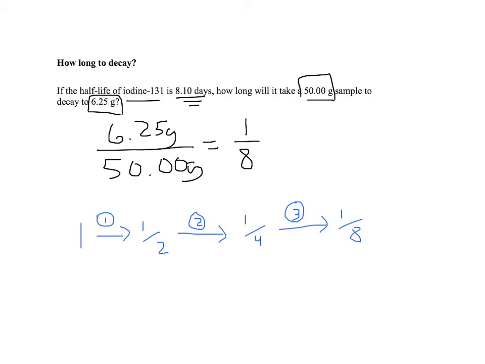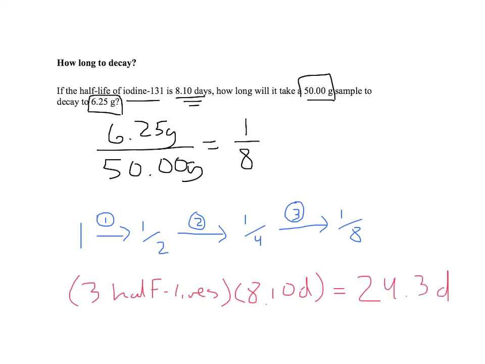The last step of this is going to be to determine how long it will take. And so now that we know that there are 3 half-lives, and we know that 1 half-life is going to be 8.10 days, we simply multiply the half-life or 1 half-life by the number of half-lives that have passed. And that gives us 24.3 days, which is going to be our answer to this question.